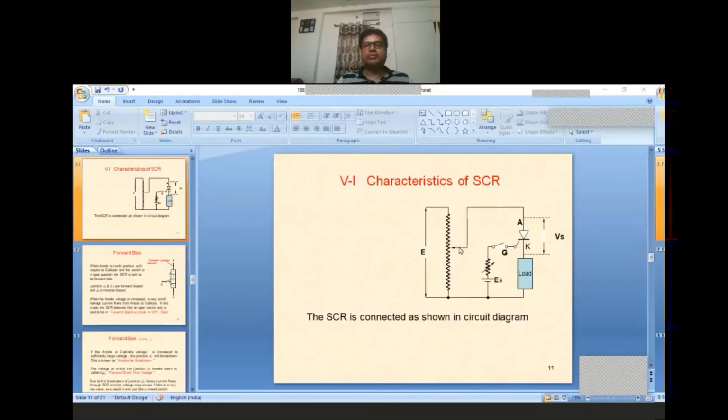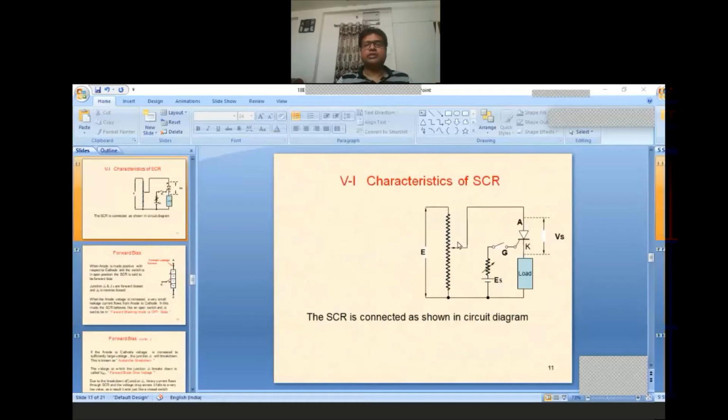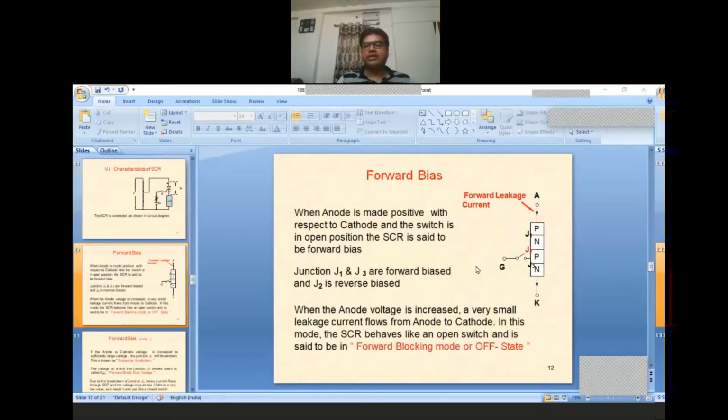Then comes the other aspects of forward and reverse biasing of SCR, and from the same circuit from which we will study the forward and reverse bias conditions and behavior of SCR, from the same thing we can obtain VA characteristics of SCR. But before actually discussing the VA characteristics in depth, we will concentrate only on the behavior of SCR under forward biased conditions and reverse biased condition.